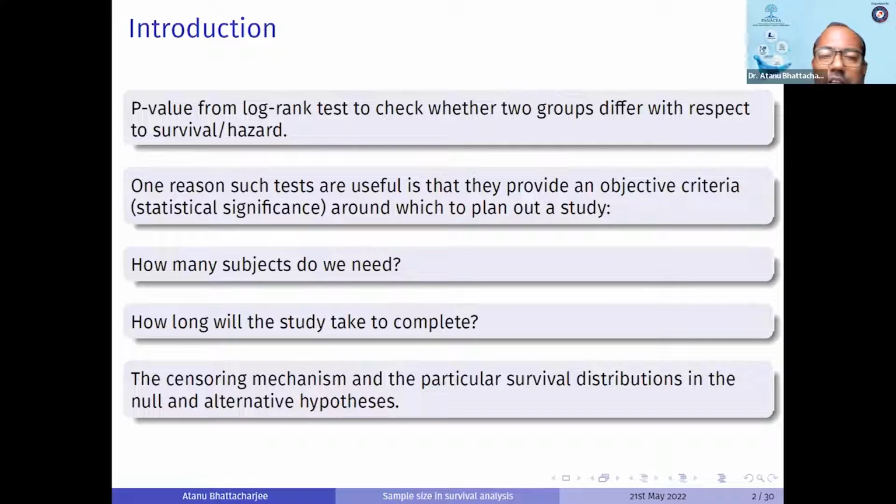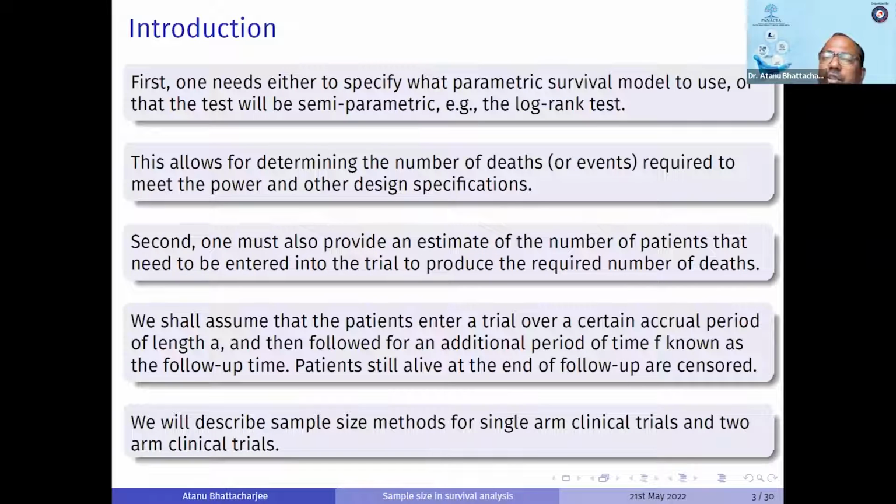which to plan a study. Obviously it gives us the requirement of how many subjects need to be recruited, how long the study should run, the censoring mechanism that needs to be considered, and particularly the survival distributions of the null and alternative hypothesis are always required. So first, one needs to understand which survival distributions we are talking about. If we are in a position to find a particular survival distribution, then we are in a better shape and can go for the parametric survival model. If not, then we can go for the semi-parametric log rank test.